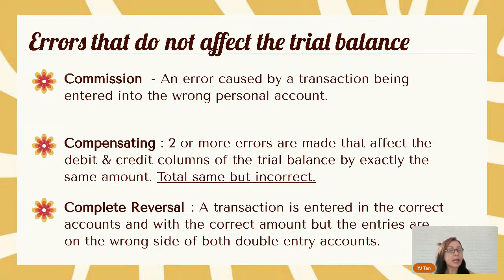All right. Another possibility is complete reversal. A transaction that is entered into the correct account with the correct amount, but the entry is on the wrong side of debit and credit for both. So it is correct in the total, but it's just the other way around. There are people that maybe didn't notice this kind of error. For example, let me see what kind of example I can share with you. Debit columns of trial balance are the same despite a mistake.